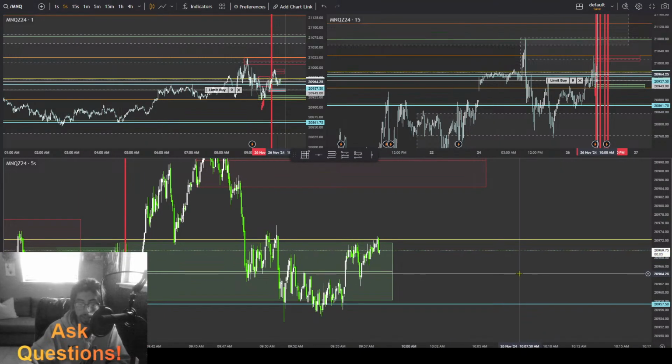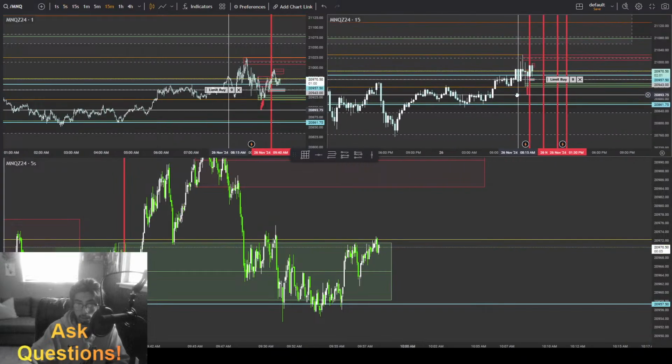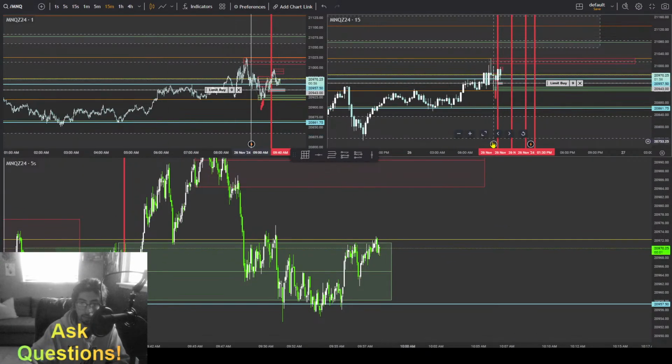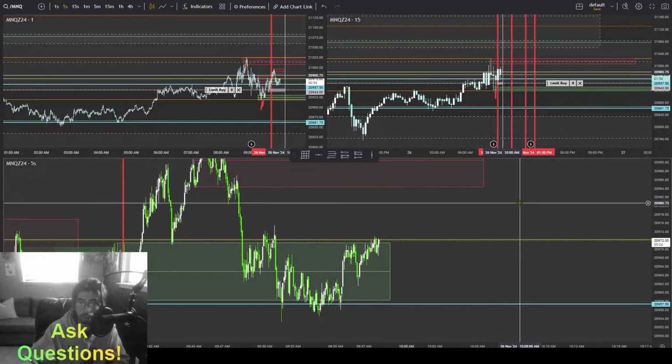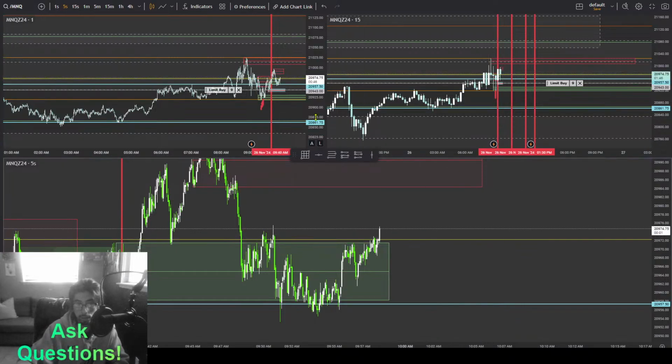I try to keep it as simple as possible, even though it looks like a mess right now. And I use no indicators. The only indicator that I really have is one that tells me news. I'm also using TopStep X. I don't know if you know what that is. I highly recommend it. It's just TradingView charts. It's so simple.